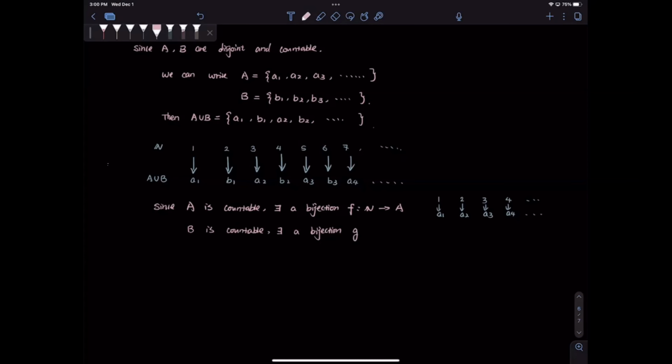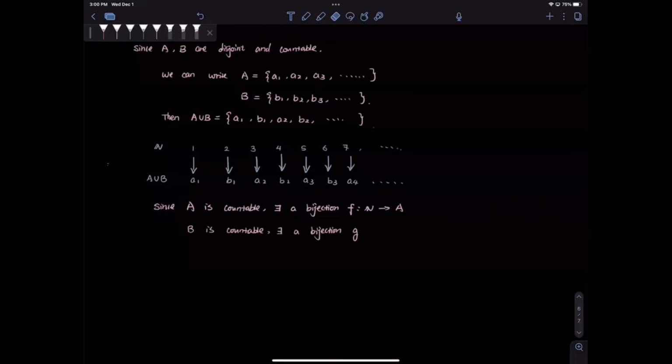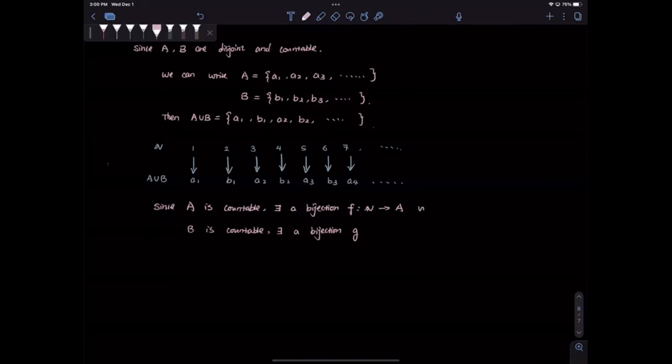Oh, I should write the actual thing. So the bijection is f of n equals to An. And g is from natural to B, and the mapping is g of n equals to Bn. So the mapping is basically 1 to A1, 2 to A2, 3 to A3, 4 to A4, and so on. This is 1 to B1, 2 to B2, 3 to B3, and so on. So I have those two functions.